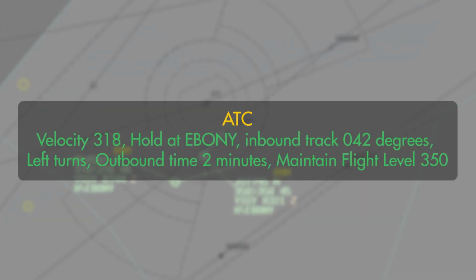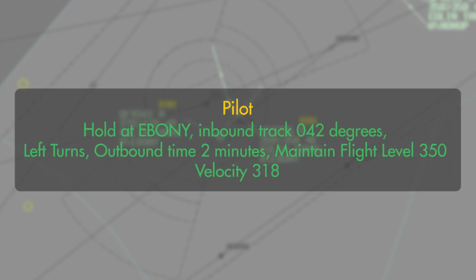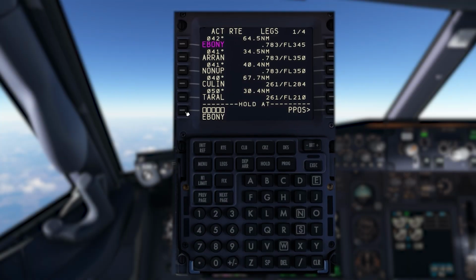Velocity 318, hold at Ebony, inbound track 042 degrees, left turns, outbound time 2 minutes, maintain flight level 350. Hold at Ebony, inbound track 042 degrees, left turns, outbound time 2 minutes, maintain flight level 350, Velocity 318.